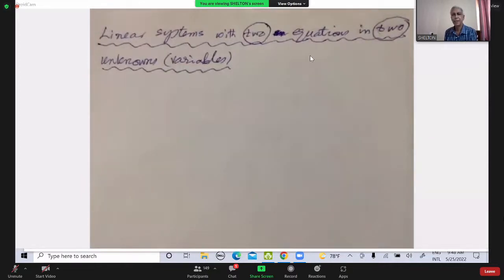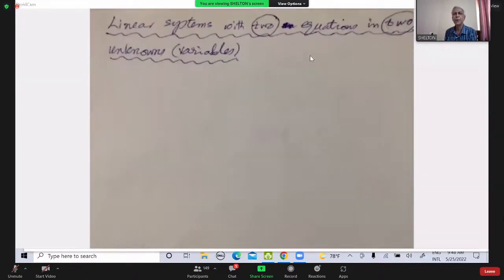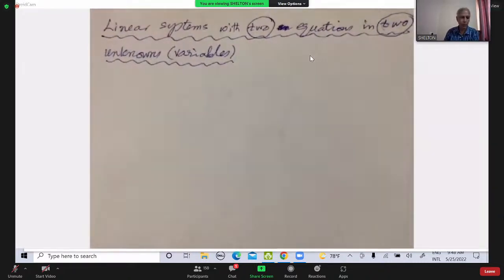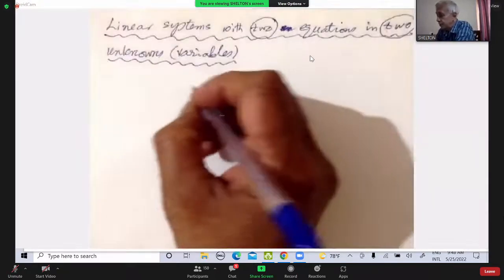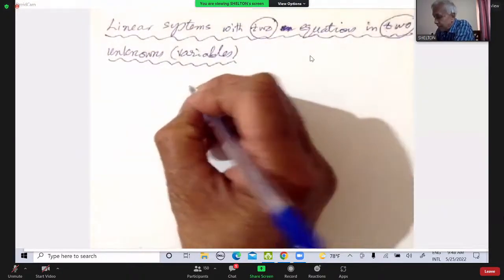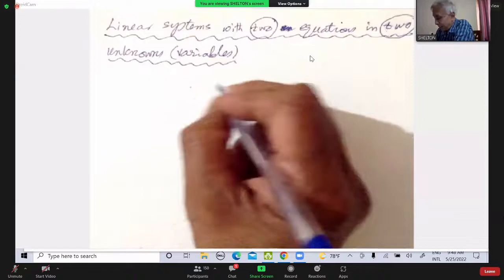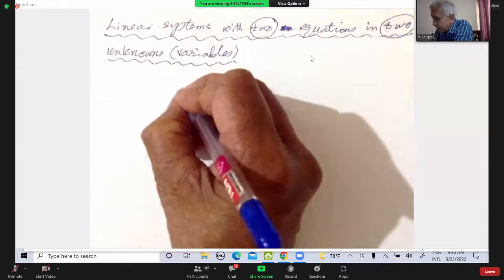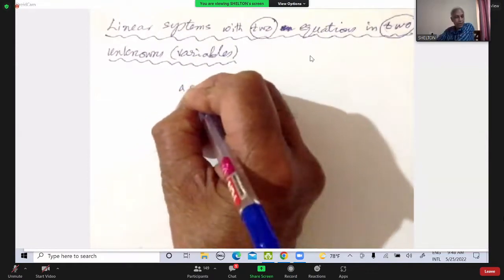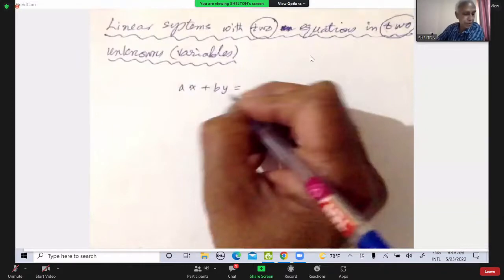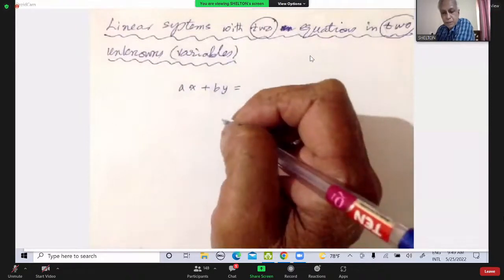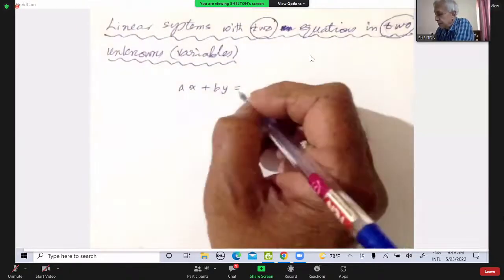Linear systems with two equations in two unknowns. Linear systems consisting of two equations in two unknowns. Let us write down two equations in two unknowns. Let us use just a x plus b y is equal to, the first equation. We can become familiar with that.